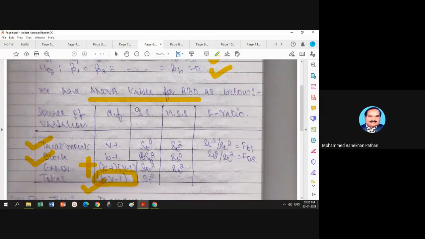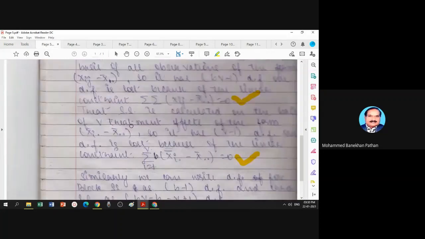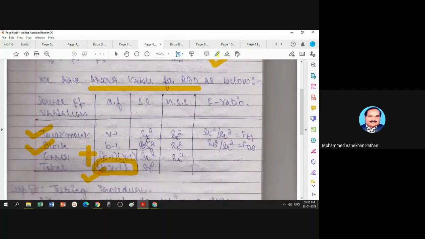Sum of squares, by the formula written under page number 5. This is your error sum of square, treatment sum of square, and block sum of square. By using this formula, you get some values, and those values are placed in this column, sum of square. Mean sum of square means this number divided by the respective degree of freedom, called the mean sum of square.